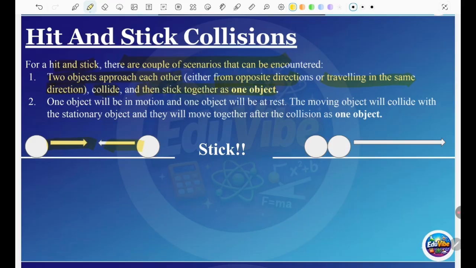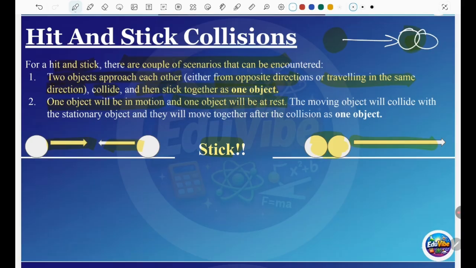They collide and they stick together as one object. When they go over there, they stick and they move like this. They move as a combined object. Or the second case: one object is in motion and one is at rest. If this one is at rest and this one is moving towards it, they stick over there.